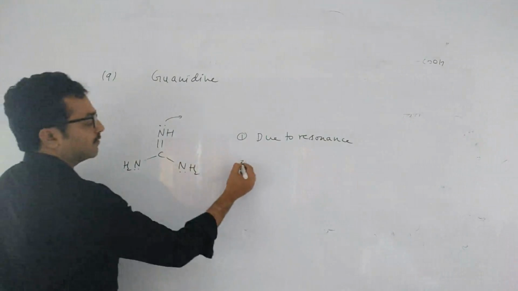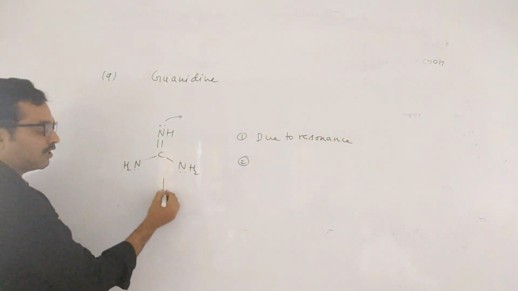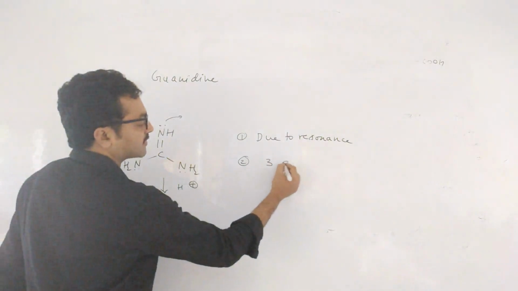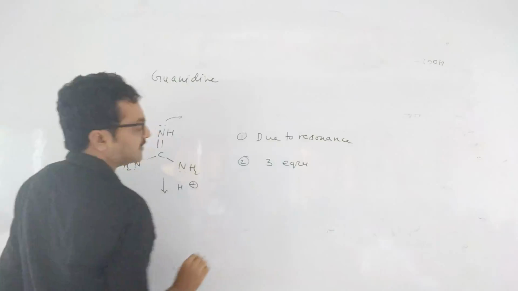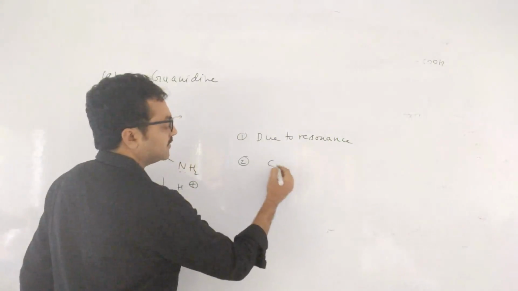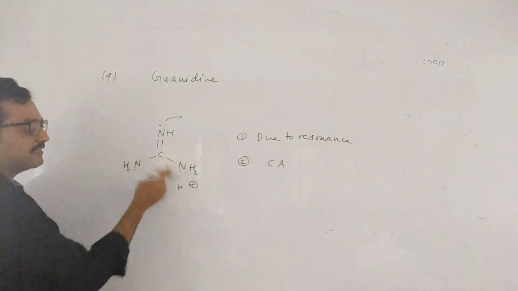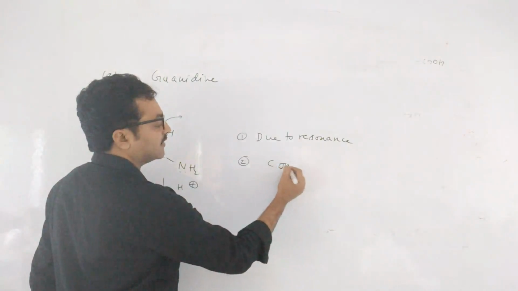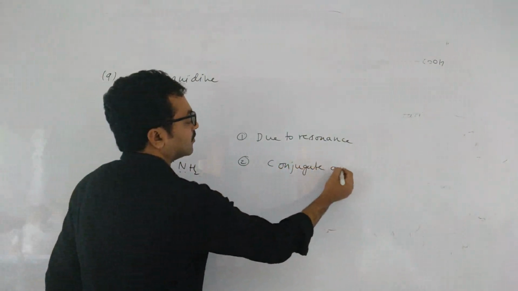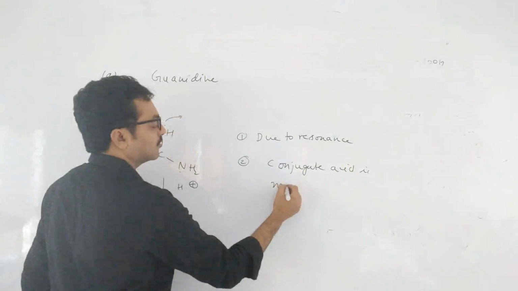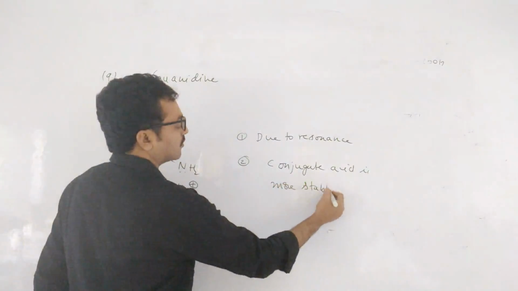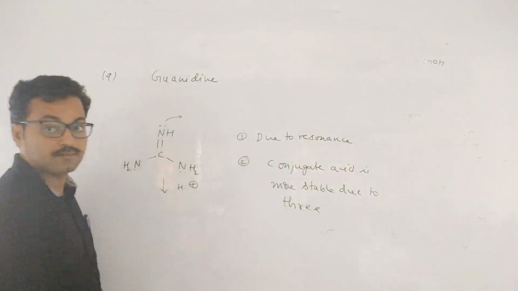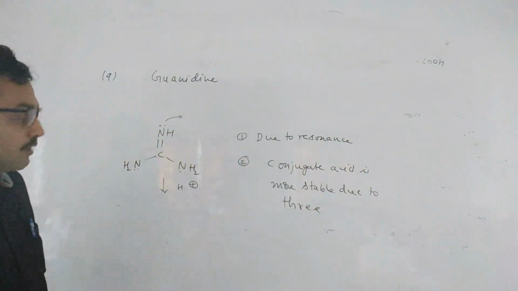And the second reason, after taking H plus ion, it will form three equivalent resonating structures. This is a base, no? Base after taking H plus, what will it form? Conjugate acid. So the conjugate acid is more stable due to three resonating structures. Mobile you can't see. Mobile is stopping. Okay.